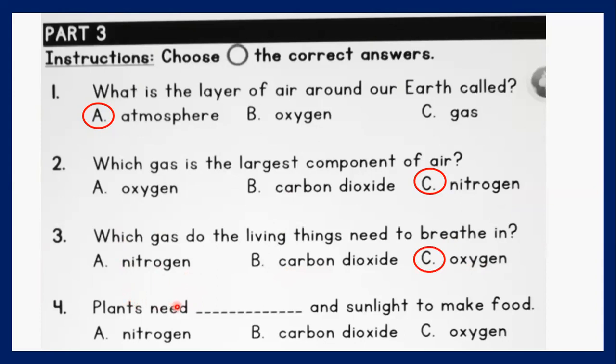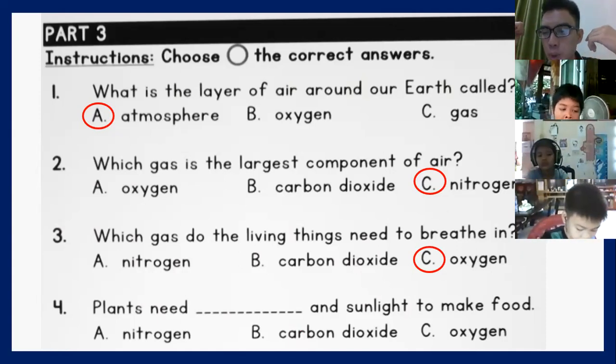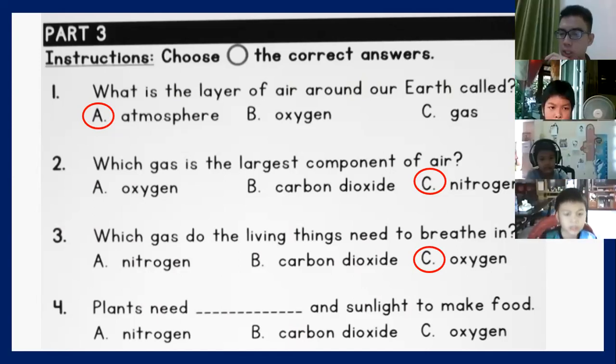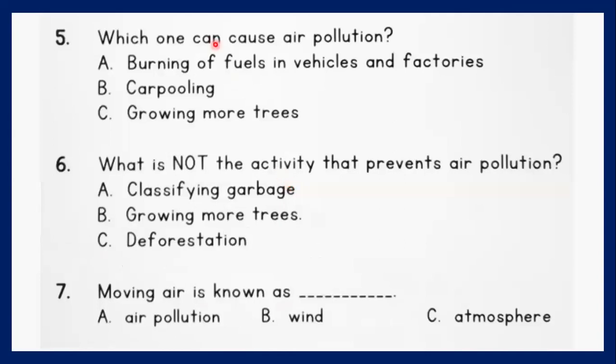Number four. Plants need blank and sunlight to make food. A, nitrogen. B, carbon dioxide. C, oxygen. B. Are you sure? Yes, I'm sure. What is your answer? A, B, or C? B. How about you? What is your answer? Five, four, three, two, go. B, carbon dioxide. That's amazing. Let's move on to number five.